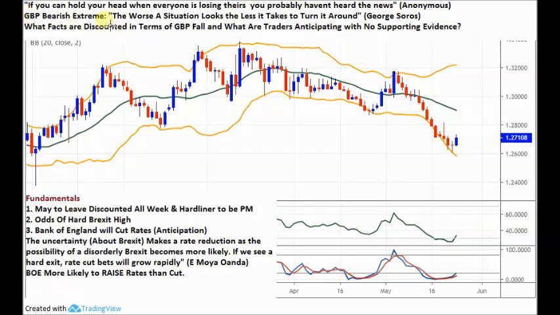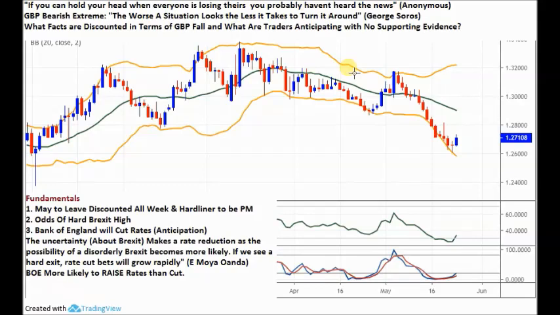Now, GBP is coming off a bearish extreme in my view. Keep this quote in mind: The worse a situation looks, the less it takes to turn it around. That's obviously from George Soros. I like his views on what is discounted by the market and what traders are anticipating with no supporting evidence. Once traders start to do that, then a turning point is close.